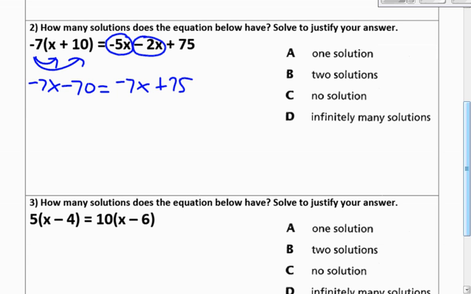You do not have the same thing on both sides here, but I'm going to get the x's together by adding, using inverse operations. They both cancel. You have negative 70 equals 75. It doesn't. So that means you have no solution.